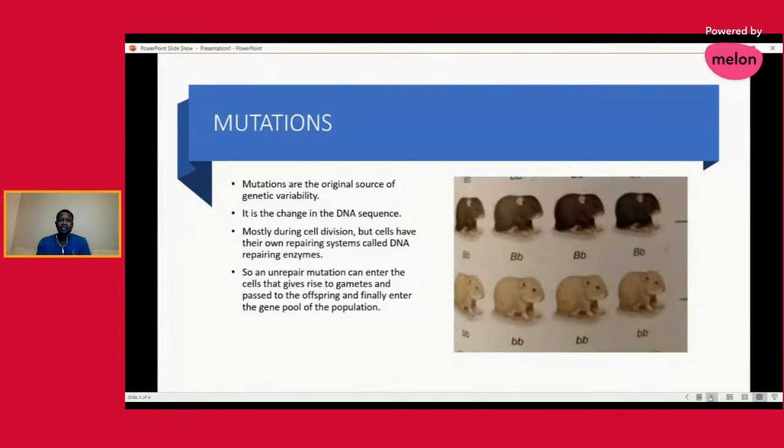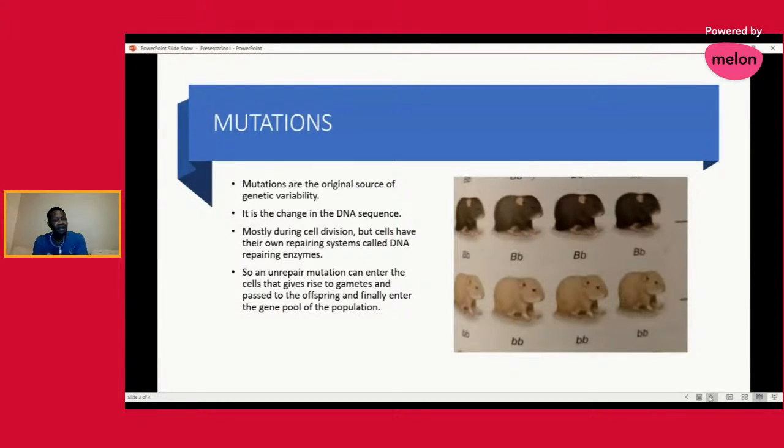Even though the cell itself has so many proofreading enzymes, which we also call DNA repairing enzymes, these are the enzymes that make sure that during cell division, or during the copying or replication of the DNA, they correct some of those errors. For example, if one nucleotide is wrongly placed as a substitute for another, these DNA repairing enzymes will come and place the correct nucleotide to make sure that the sequences match.